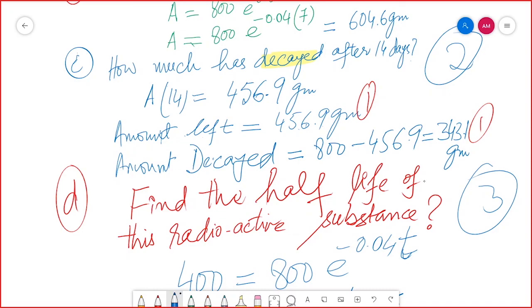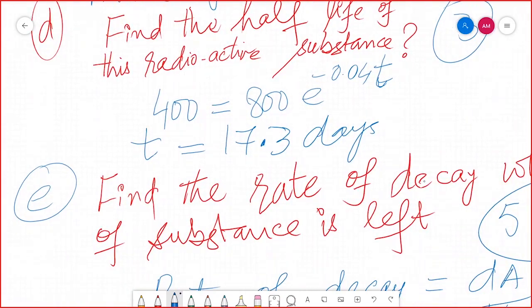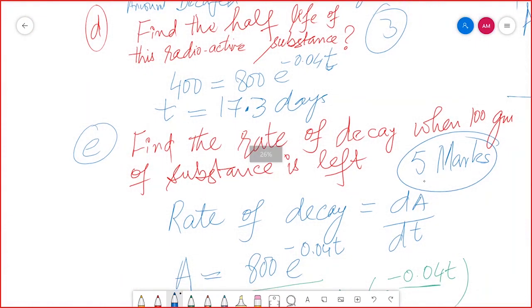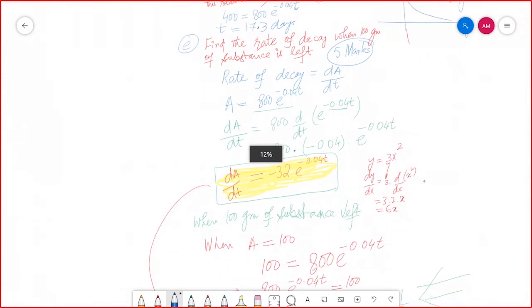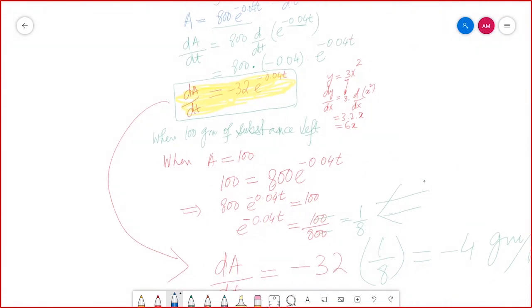Then we did a question on the decay, the half-life of a radioactive substance and the rate of decay when 100 gram of substance is left. So we did this today, and with this I think we end our lecture.